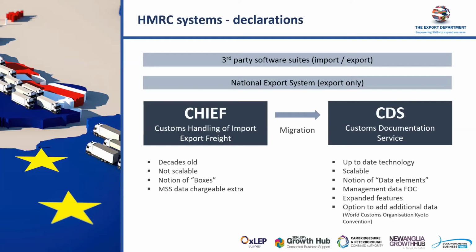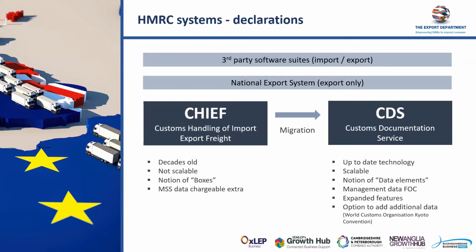So CHIEF was meant to have been decommissioned last year, but there were some extensions to its pilot phase, and it's understood that it's running alongside CDS at the moment. CDS is the new HMRC system. It stands for Customs Declaration Service. It's built on up-to-date technology. It's scalable. It has that management information free of charge. It's got a whole host of expanded features. But in terms of what it means for us filing declarations, there are some slight changes.